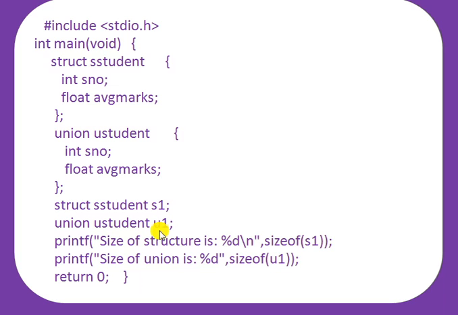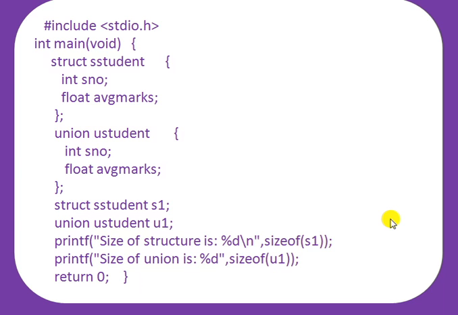And what about U1? What is the size of the union? Union size is always the maximum size of the member available in the union. Among integer and float, float occupies more bytes. Float occupies 4 bytes. That 4 should be the size of the U student union.